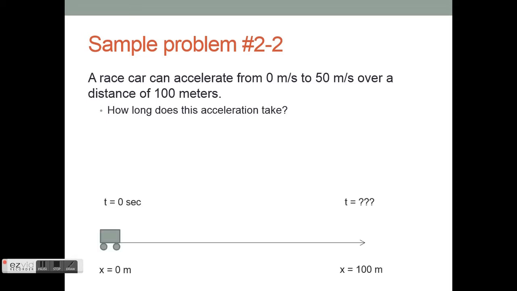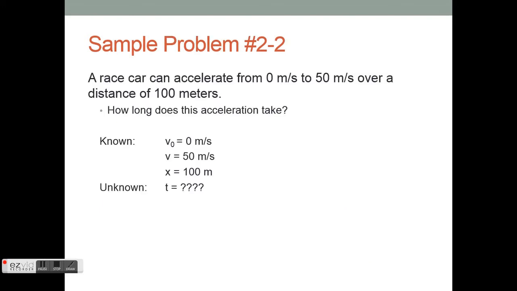And we want to know how long does this acceleration take. So there's a picture of what's going on. At time t equals 0, it's traveled 0 meters. At time t equals question mark, it's traveled 100 meters. So if I plug in what I know and what I don't know, I know v initial is 0. I know v final is 50 meters per second. I know 100 meters is x, and I don't know t.